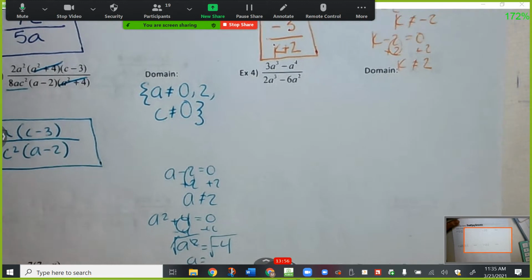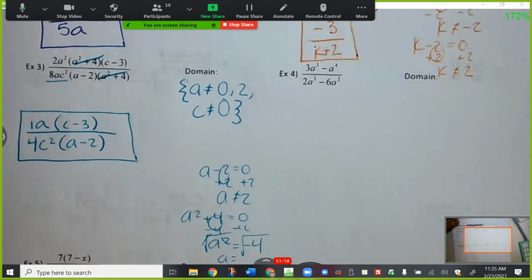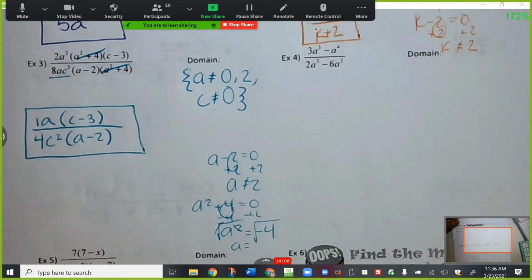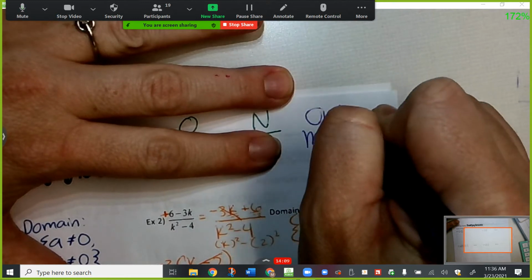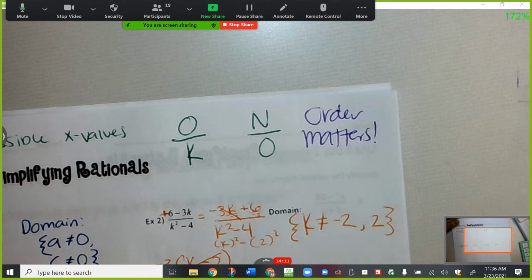Okay, so let's look at number 4. What's wrong with the top right away? Out of order. So remember, order matters. We need to write that. Order matters. Okay, order matters for sure.